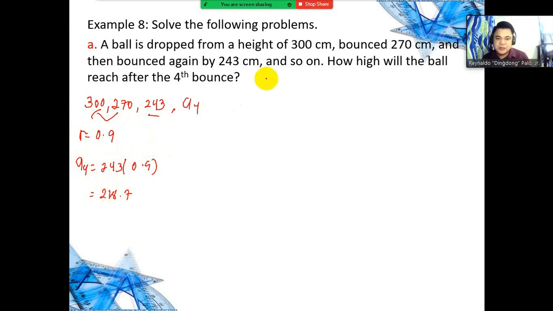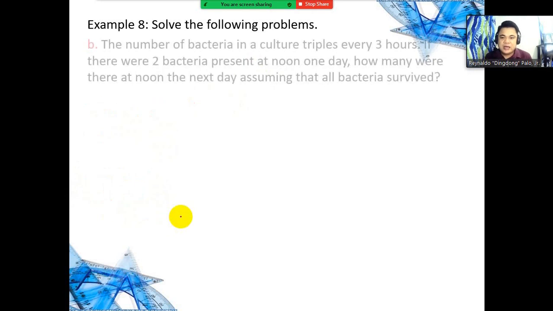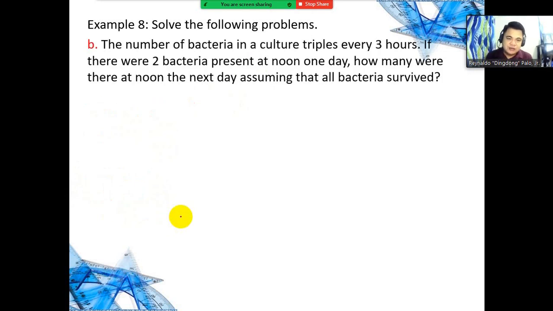Then, since this is a problem solving, don't forget to write the unit of measurement. So, at the fourth bounce, the distance will be 218.7 centimeters. That's already the answer. Okay, so let's have this one. Let's apply it in biology.